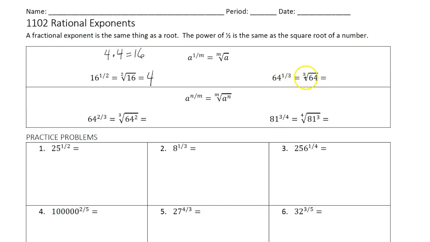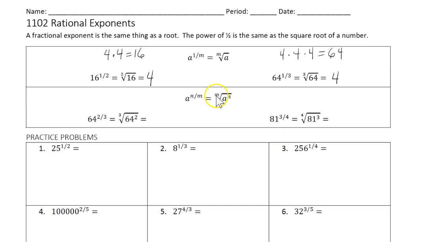64 to the 1/3 means the third root of 64. The number which multiplied by itself 3 times equals 64. This is also 4. The numerator of the fractional exponent is a power.